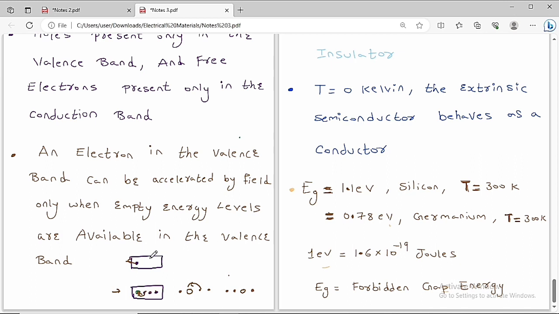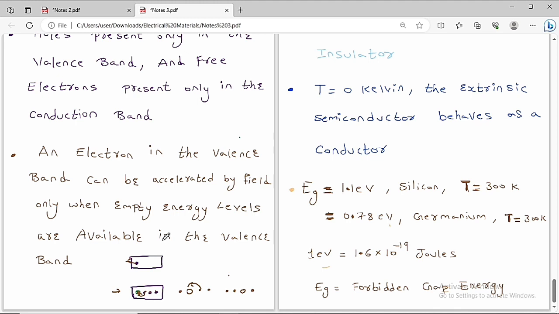But the conduction band electrons will accelerate even though there are no holes, because holes are never present in the conduction band. Just give the electric field and they will always accelerate. So these free electrons in the conduction band will always accelerate even though you give the electric field, as you can see clearly here. This concept I already told you.